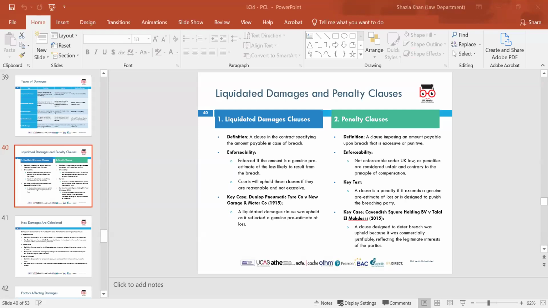The next one is penalty clauses, which is a clause imposing an amount payable upon breach that is excessive or punitive. Enforceability is not enforceable under UK law. And the key case is Cavendish Square Holding BV and Talal El Makdessi, 2015.